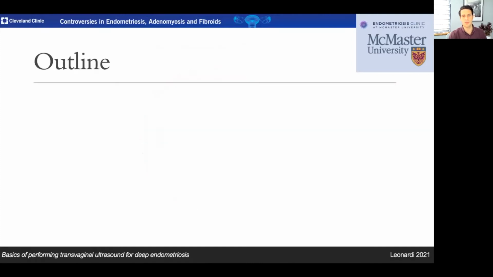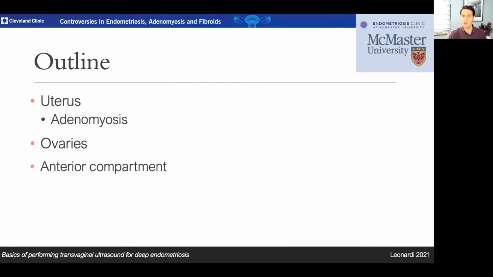Today's talk is going to, like I said, be very prescriptive. We're going to first talk about the uterus, how to visualize the uterus, how to understand adenomyosis. Then we're going to talk about the ovaries and endometriomas. We'll talk about the anterior compartment, which generally consists of the bladder and the ureters, the posterior compartment, which consists of many structures, primarily the bowel, the uterosacral ligaments, and the vagina. Then we'll talk about adhesions. This includes ovarian immobility, as well as pouch of Douglas or cul-de-sac obliteration.